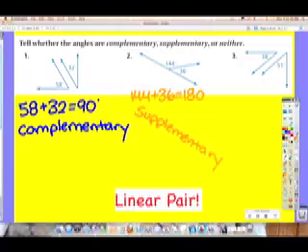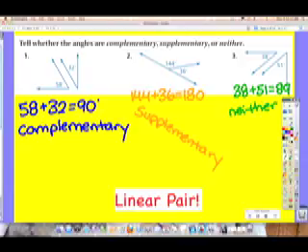All right, call on someone for number 3. Neither. Kirsten, thank you so much. How many of you are like, yeah, I got this? Okay, another vocab word I want to teach you. Will you write it down? Linear pair.